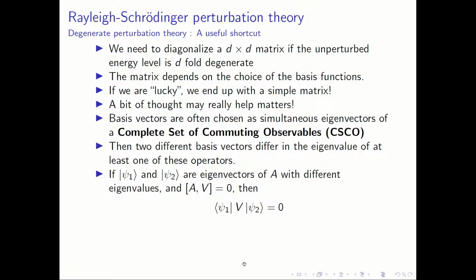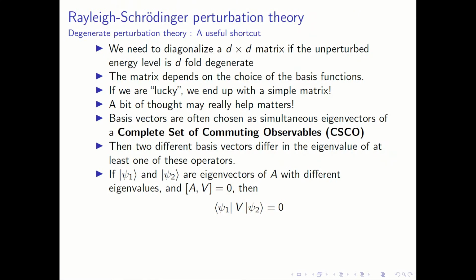Now, this is a basic result. If ψ1 and ψ2 are eigenvectors of operator A with different eigenvalues and A commutes with V, then it is very easy to see that the ψ1, ψ2 matrix element of V has to be 0. All you have to do to establish this is take the ψ1, ψ2 matrix element of this commutator, which has to be 0 of course, and then use the fact that ψ1 and ψ2 are eigenvectors of A with different eigenvalues. You have already done this before, so it should be pretty easy for you to work out.